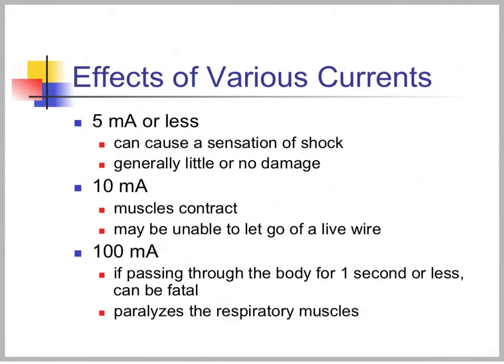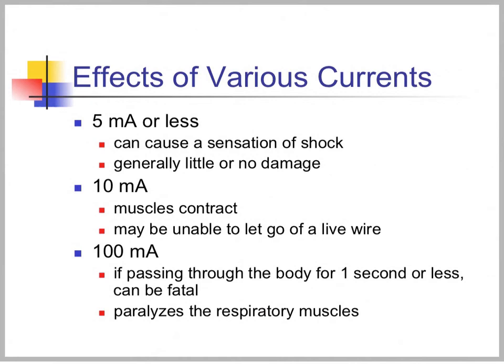So, different currents affect us in different ways. At 5 milliamps or less, you can get a sensation of shock, but generally little or no damage. In fact, 5 milliamps or less is sometimes used, say, as a trainer, to put a potential difference across a muscle and cause it to twitch. It can be used for therapy and different things. At 10 milliamps, the muscles will really contract. And if you grab hold of a live wire at 10 milliamps, you may not be able to force your muscles to let go.